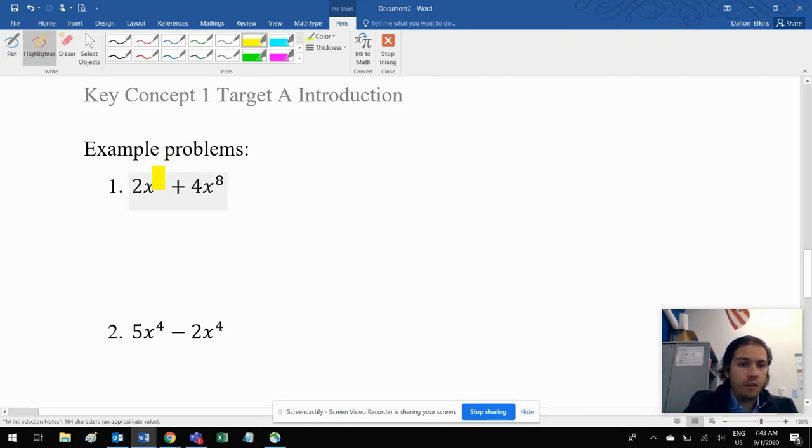The first thing that I noticed here is that the variables are x's. So good, step 1 complete. We have the same variables. Next, we have to look at the exponents. So both exponents are 8. Good, sweet. We met both the criteria that we need.